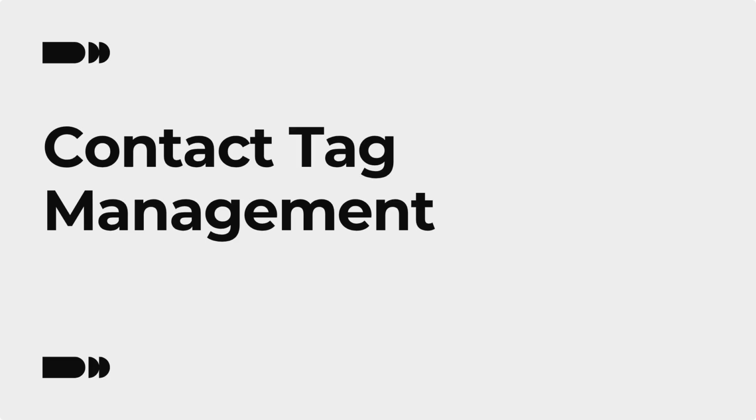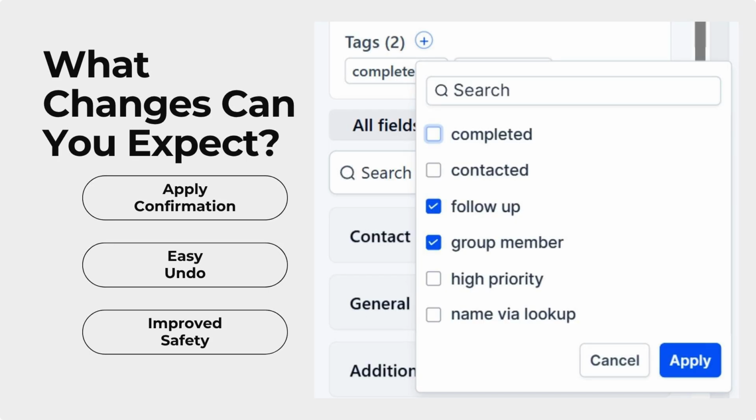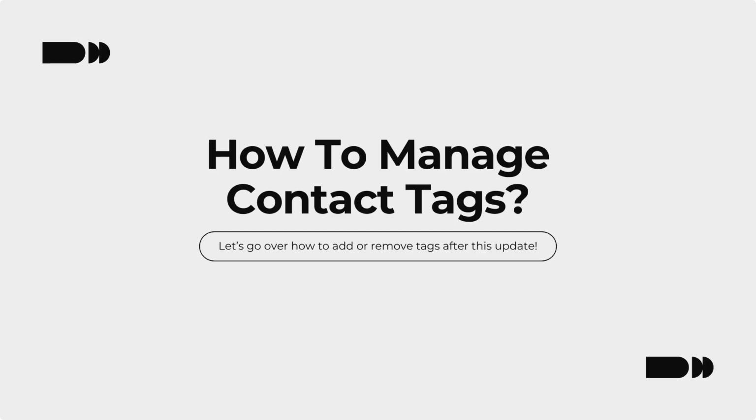Let's check the improvement. Now, when selecting or deselecting tags, you have an Apply button to confirm your changes and a Cancel button to undo any mistakes, improving the overall safety when managing tags and creating a wider error margin. Let's go over how to add or remove tags after this update.